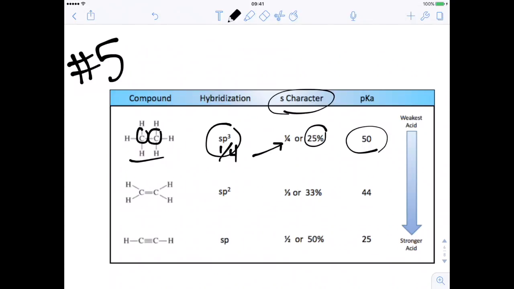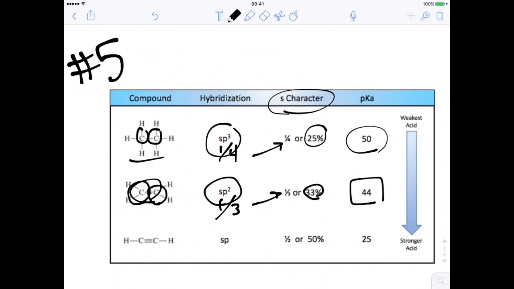And then when you go over here, same thing. It's now connected to 3 things on each side, so it has an sp2. The s is 1 of 3, as you see here, 33%, which is roughly 44. And with here, each one is attached to 2. So when you come over here, you have an sp, which is 1 of 2, half, 50%, or 25.